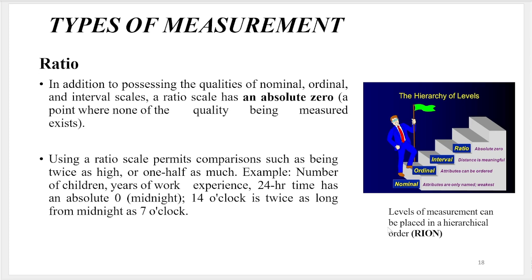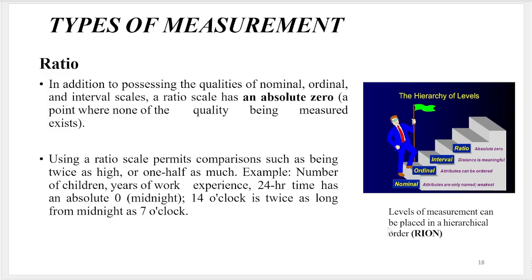Levels of measurement can be arranged in a hierarchical order known as RION, which stands for ratio, interval, ordinal, and nominal, ranked from the highest to the lowest level of measurement. This hierarchy shows that each higher level includes the properties of the levels below it. For example, ratio data has all the features of interval, ordinal, and nominal data, while nominal has only basic classification. Understanding this order is important because it helps researchers choose the appropriate statistical methods.